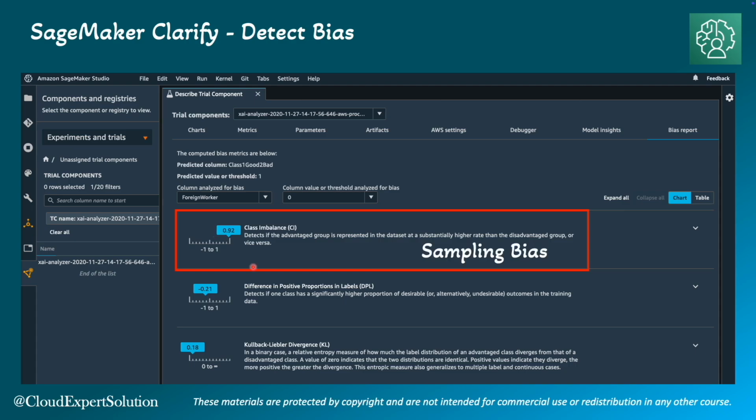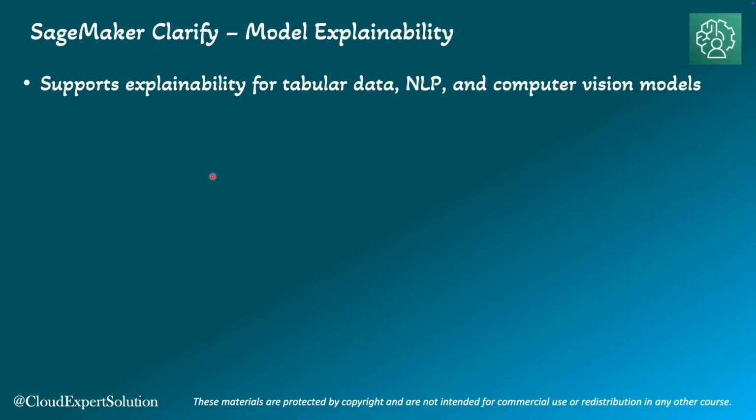This is because the dataset overrepresents foreign workers by 92% compared to domestic workers. If you were considering other options, I recommend reviewing the different types of bias slide once again. Now let's review SageMaker Clarify Model Explainability.